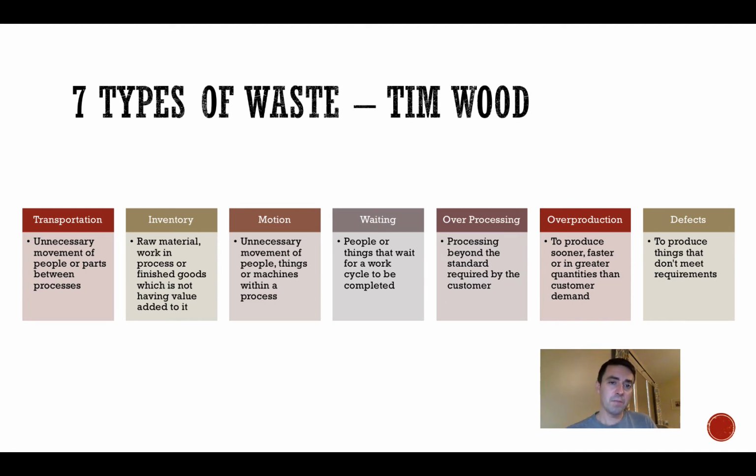These 7 types of waste give you almost a new set of glasses to look at processes and say, oh, that's transportation waste, that's motion, that's overprocessing, that's overproduction, or that's defects. So that's one main learning objective for us in this course. I'm going to go a little deeper, though, and give you some real-world examples.